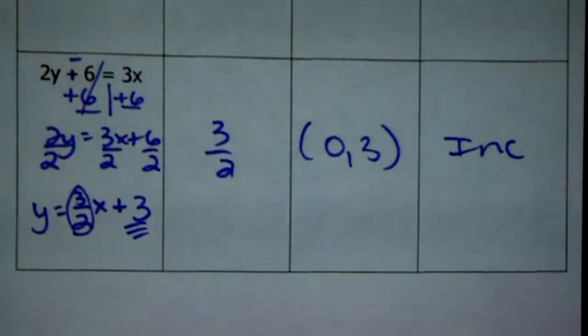So now we know how to identify the slope and y-intercept from an equation. One last little part. I know, I'm sorry, you're almost there.